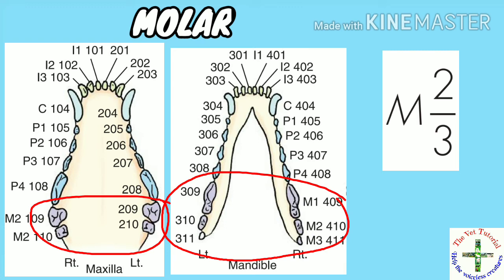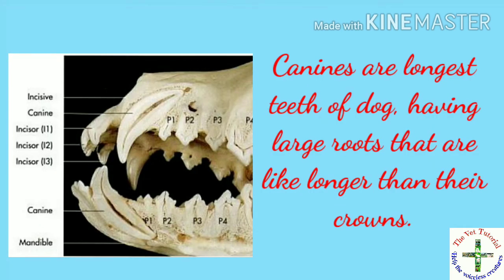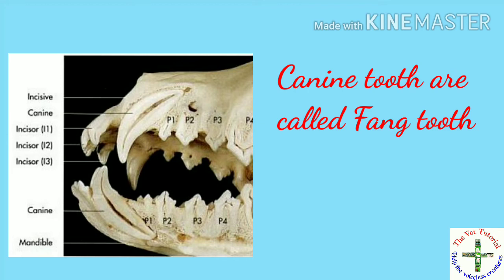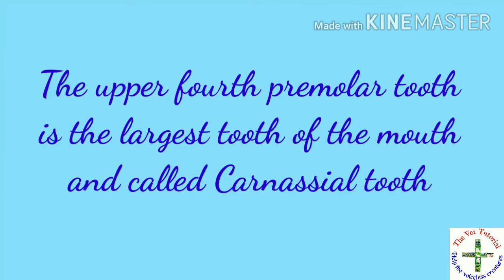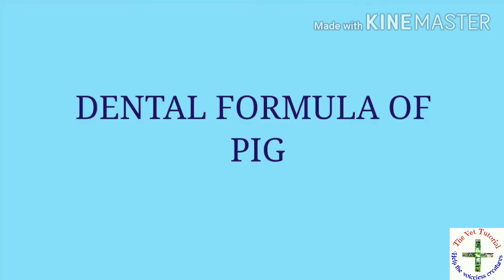Remember that the canines are the longest teeth of the dog and have the largest root, which is longer than the crown, as we can see in the figure. Then the canine tooth is also called the fang tooth. And remember that the upper 4th premolar tooth is the largest tooth of the mouth and is also called the carnassial tooth. Then let's study about the dental formula of the pig.